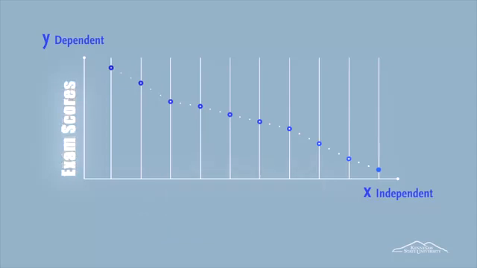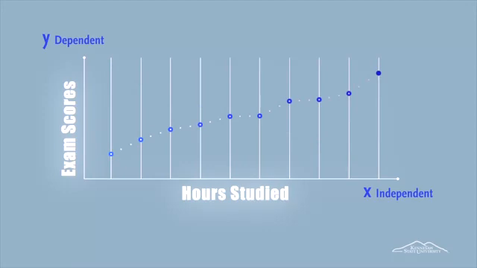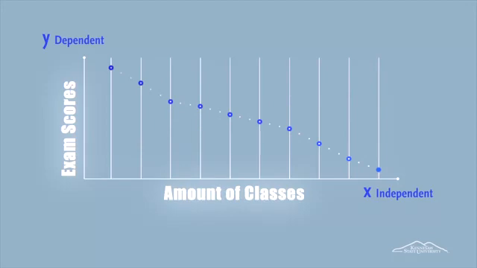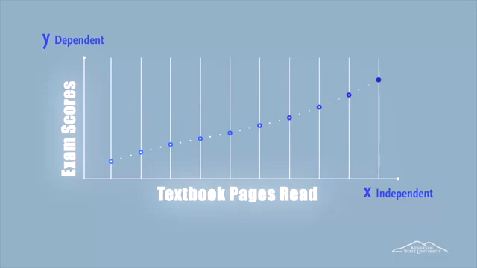If exam score is your dependent variable, what might your independent variable be? The independent variable needs to be something quantitative that will impact exam score as the independent variable changes. So one example could be the number of hours you study, or perhaps the number of classes you attend, or the number of pages in your textbook that you read. There are other possibilities as well.